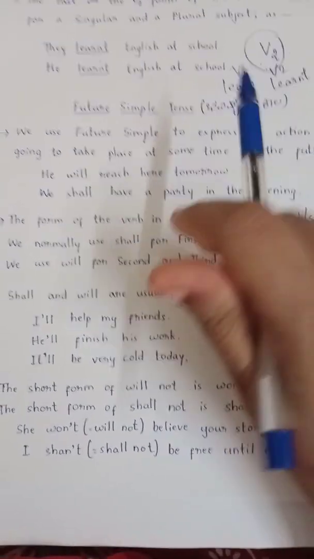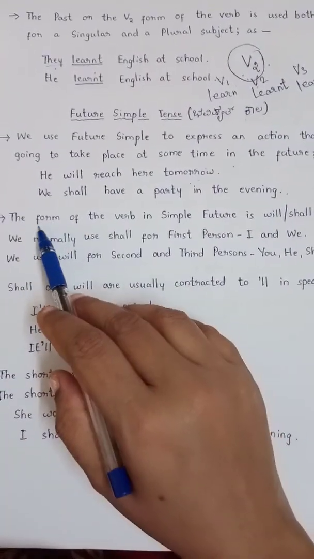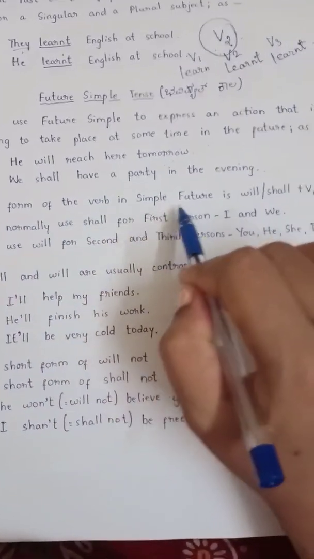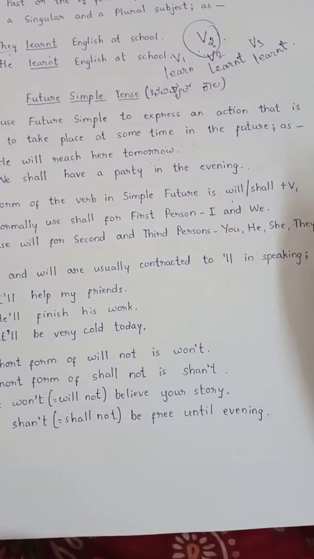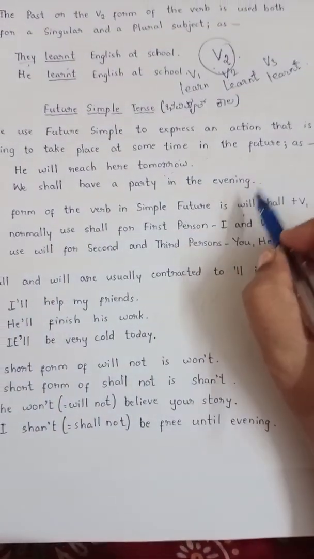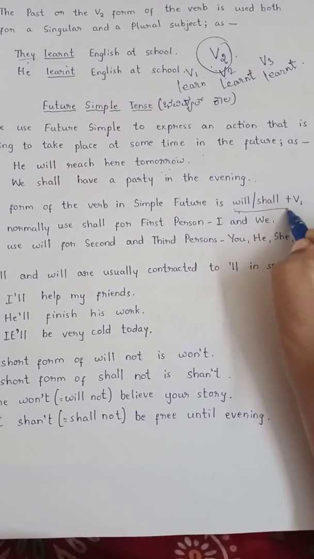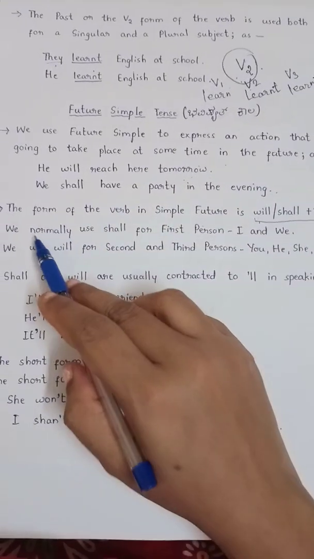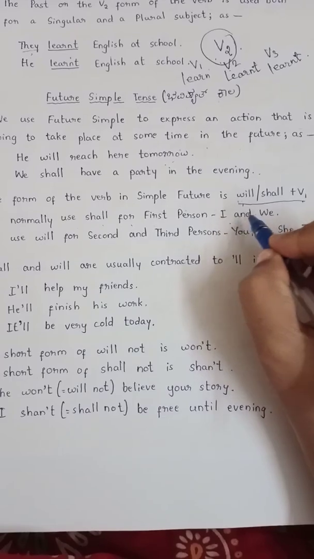Okay, we shall have a party in the evening. See, how will be the verb form? The form of the verb in simple future is will or shall plus V1. As I told you all before also, how will be the verb form in simple future? We will use will or shall and V1. Okay, so we normally use shall for first person, that is I and we.